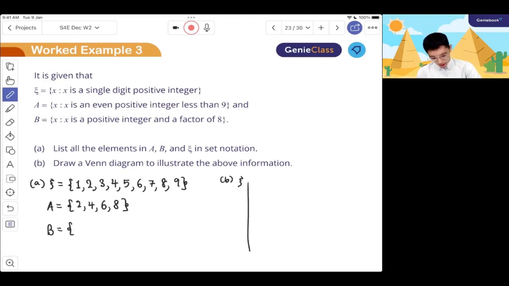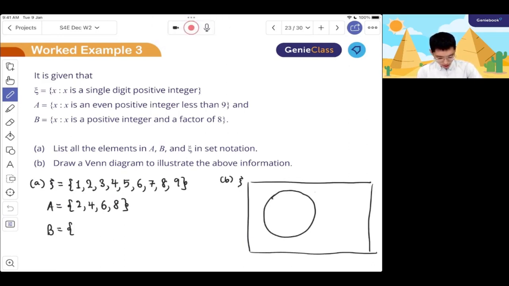Let me just draw first. Give everyone else a chance. Sorry for that. So this way over here. Okay, seems like everyone got it, but just a little shy, so don't worry. So B is actually 1, 2, 4, 8.